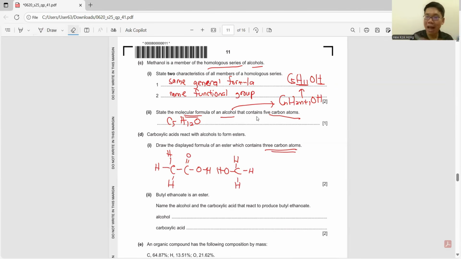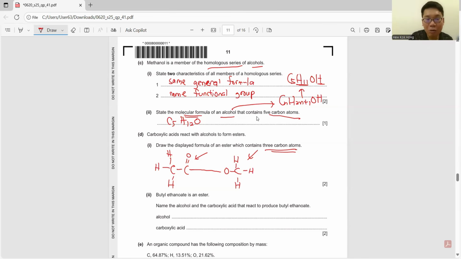So after we draw acid and alcohol, we remove the H2O in between and join them. So this would be the display formula of the ester. Of course, if you want to have 2 carbon here and 1 carbon here, it's also okay. Up to you, they give you the choice.